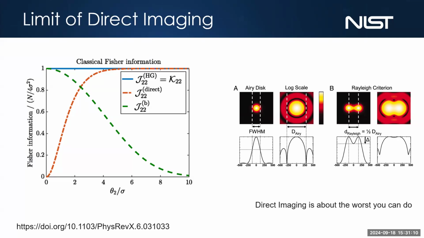And interestingly enough, if you thought that the Rayleigh criterion is not really a very hard criterion, you are absolutely correct. It's not very hard, but it's damning nonetheless. This is the red curve here, and it tells you that the closer the two Airy disks are, the harder and harder it gets to separate them. And in fact, direct imaging in this case is about the worst you can do.